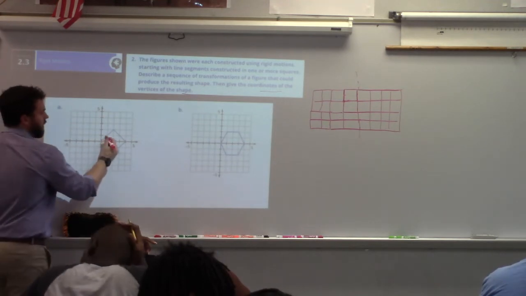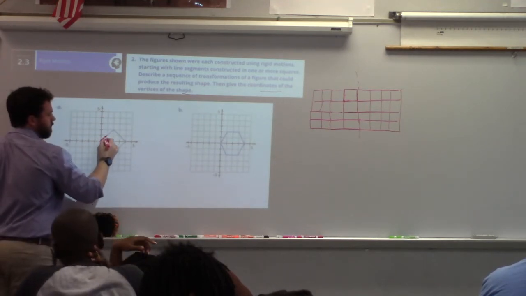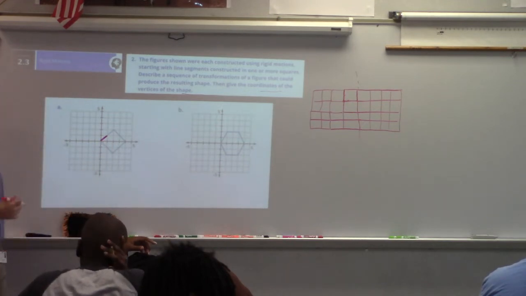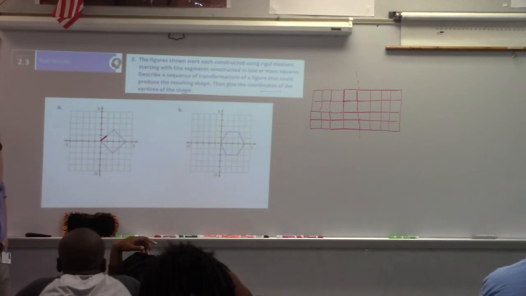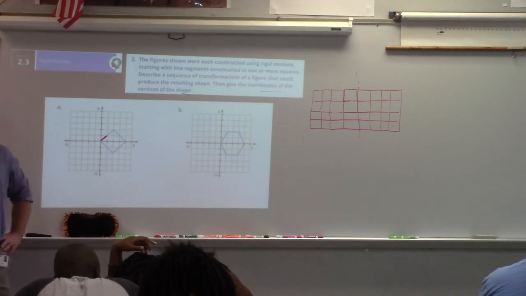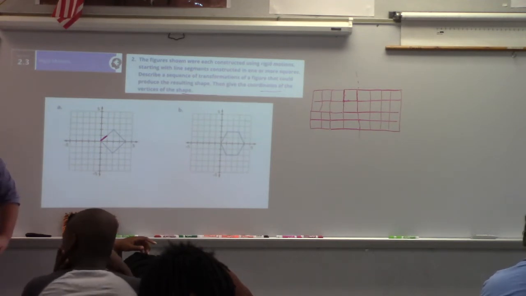Let's say I'm looking at this line segment. That one just right there, just in one square. How could I transform that? Use a translation, a rotation, or a reflection to get another piece of that square. I'm going to let Maddie talk first.